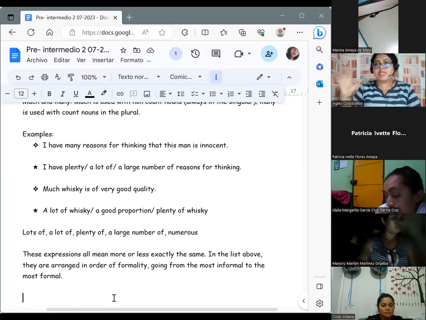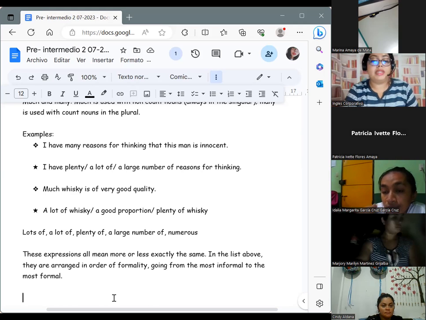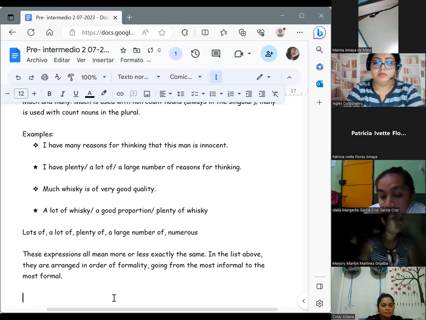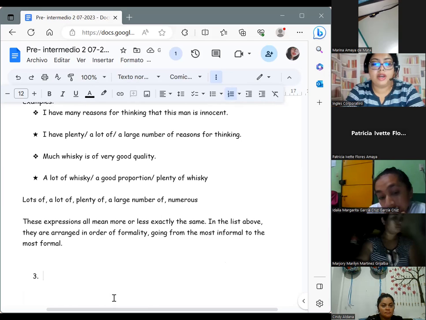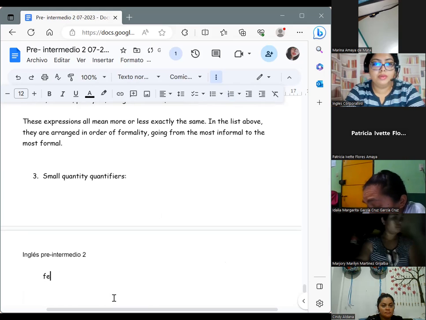So we are going to make more examples tomorrow. In that case, we are just going to see more examples, not just information. And then we are going to end with the topic of the quantifiers tomorrow, I guess. So number three, small quantity quantifiers. And these ones are few, a few, little, a little, not many, not much, a small number of.